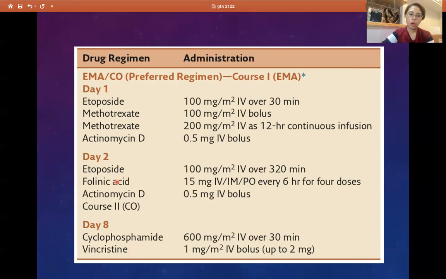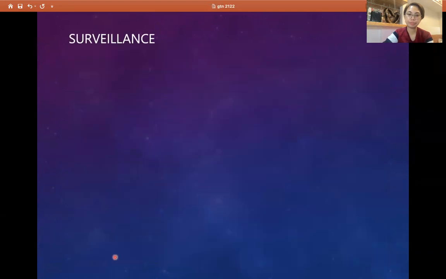EMACO: etoposide, methotrexate, actinomycin D, cyclophosphamide, and vincristine or oncovin. That's why vincristine is O, because it's oncovin.